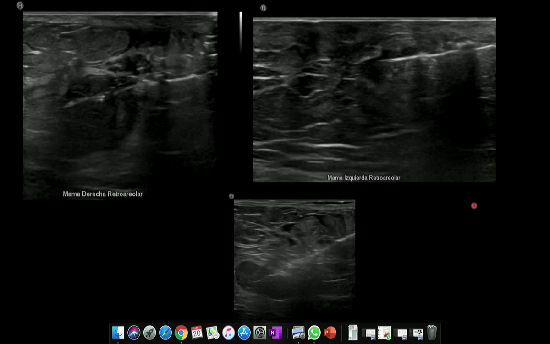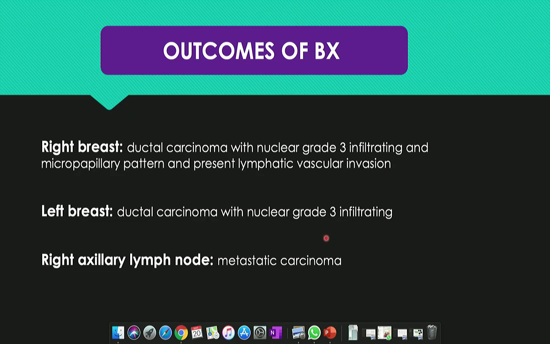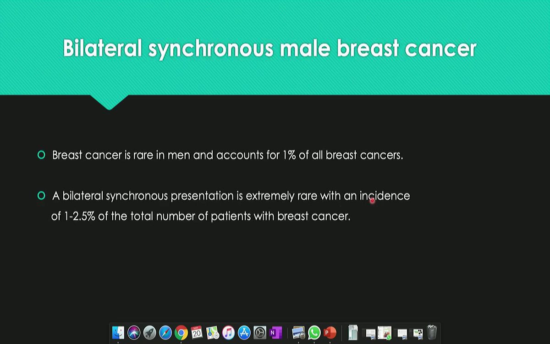Biopsies were performed of the right breast, left breast, and right axillary lymph node. The outcome in the right breast is infiltrating ductal carcinoma with nuclear grade 3 and micropapillary pattern, presenting lymphovascular invasion. Left breast, infiltrating ductal carcinoma with nuclear grade 3, and right axillary lymph node, metastatic carcinoma. So we have a bilateral synchronous male breast cancer.